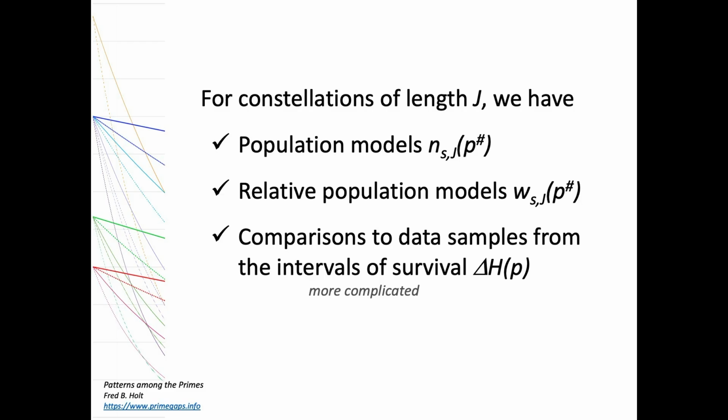So what we've done at this point, we've looked at constellations of length J. We've repeated the process that we went through for gaps. We have the population models. We normalize those to get the relative population models, and we've begun to look at comparisons to data samples from the intervals of survival. And here we see those comparisons do get a little bit more delicate.